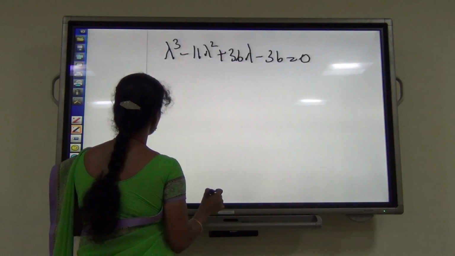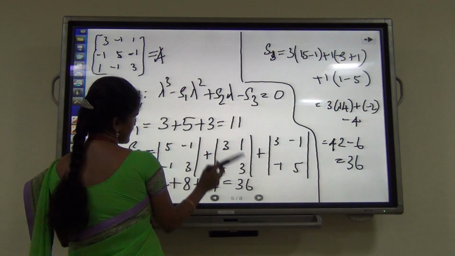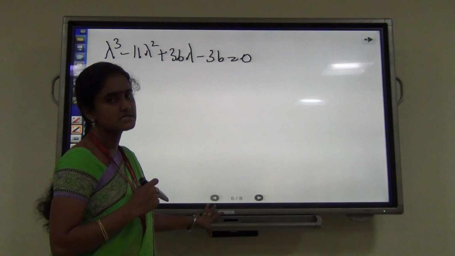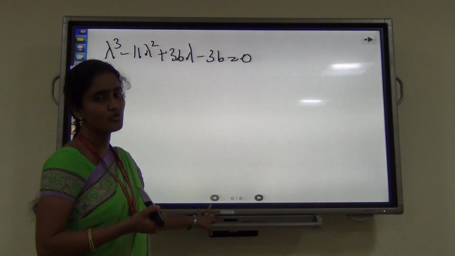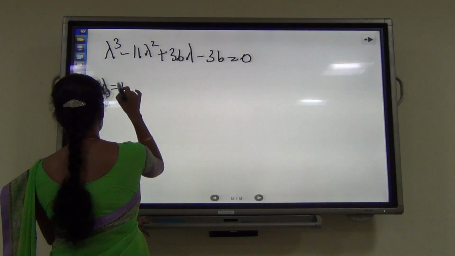I just substitute all the values of S1, S2, S3 in the place. So this is 11, 36 and that is 36. So this is my characteristic equation. Let us find the values or roots of this equation. So let us try with the trial and error method.